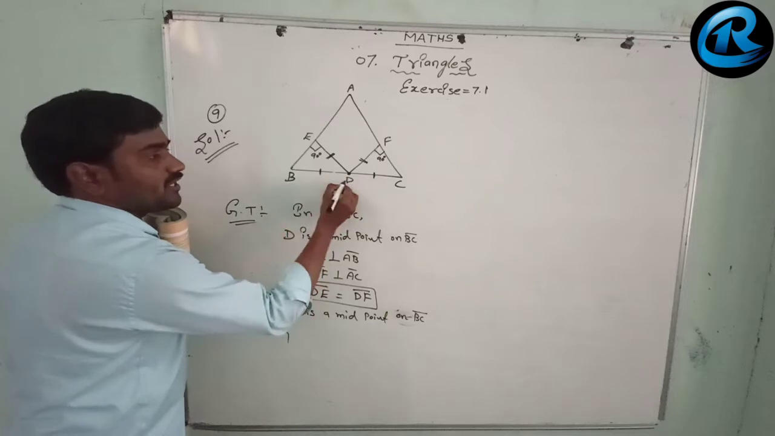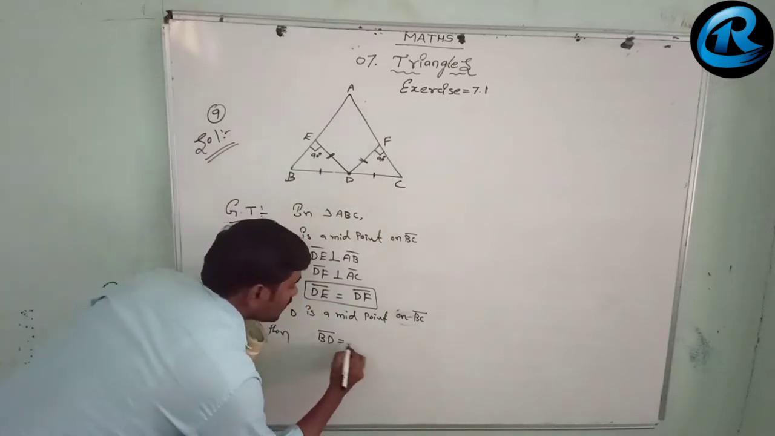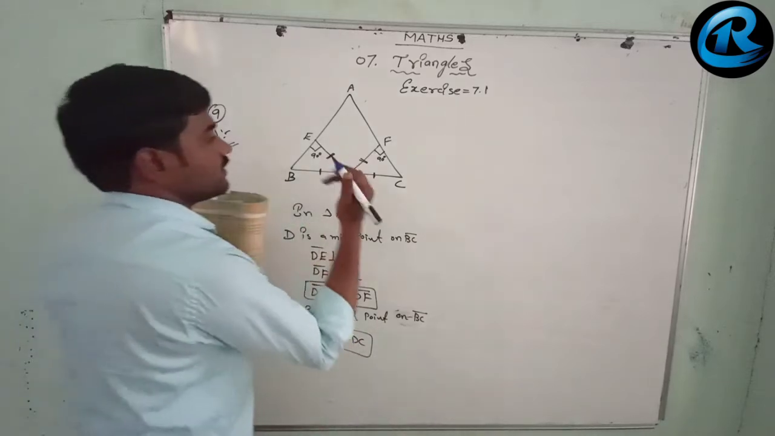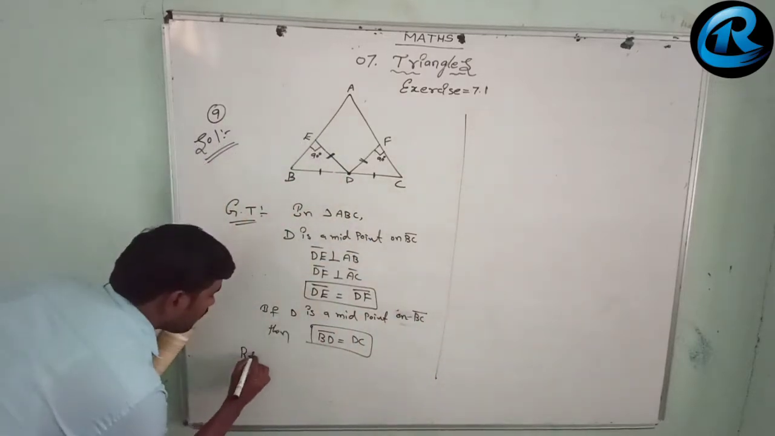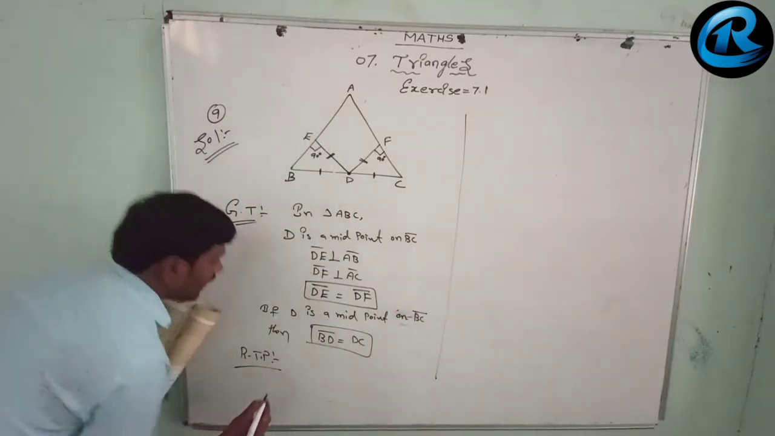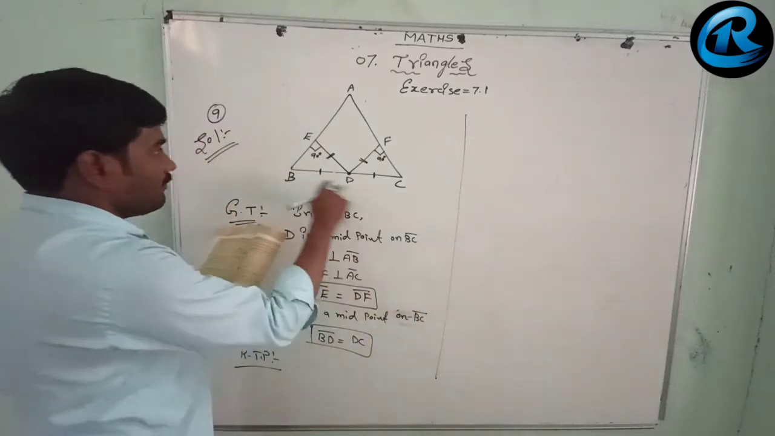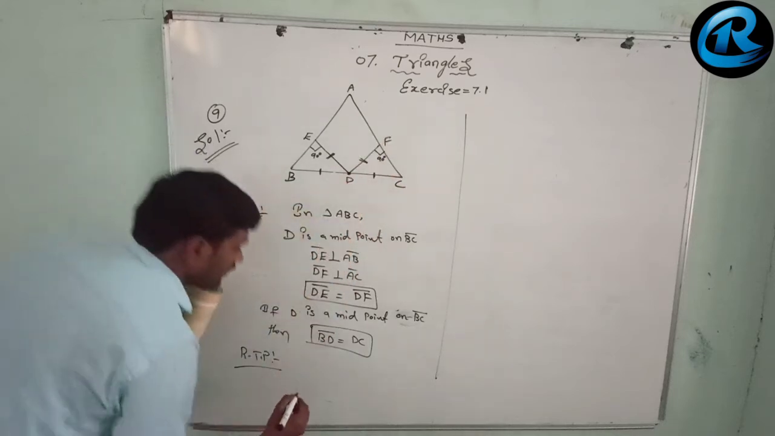D is a midpoint now. B to D and D to C are at equal distance. So BD is equal to DC. So this will be also equal here. Now we will prove that RTP. What is the RTP? Show the triangle BDE and triangle CFD.